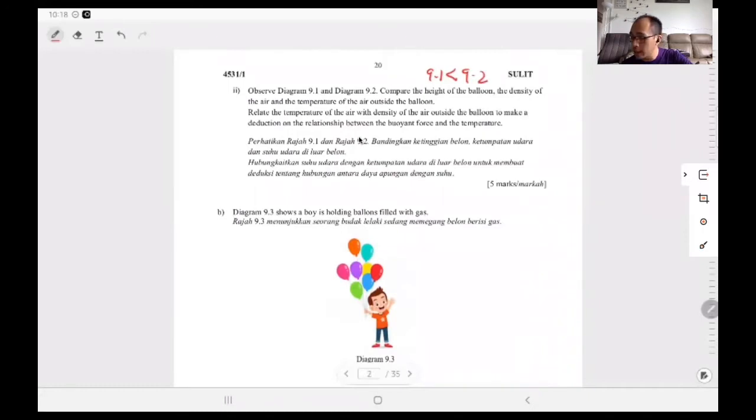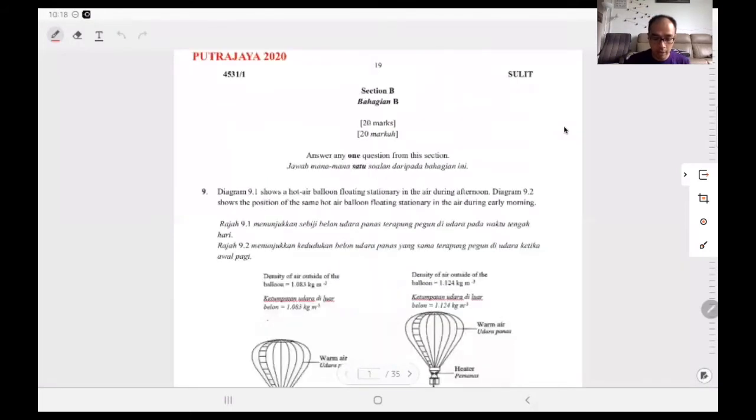Once again, this is the lazy answer, which I don't encourage you to do. Always do the full sentence answer. The density of air in 9.1 is lower than 9.2. I think you can see that over here, it's written over here, density of air here and here. So 9.1 is less than 9.2.